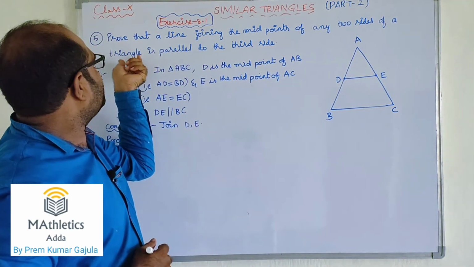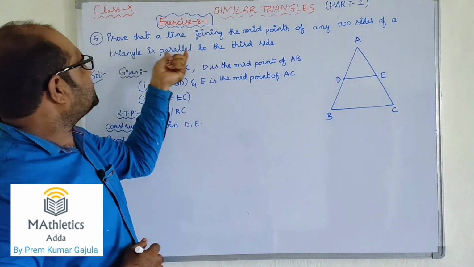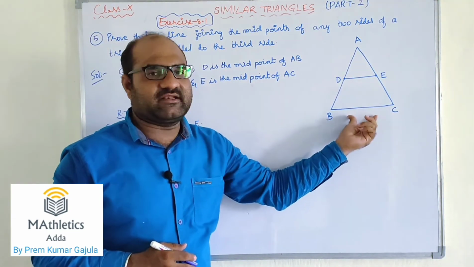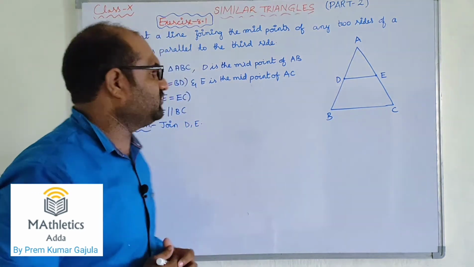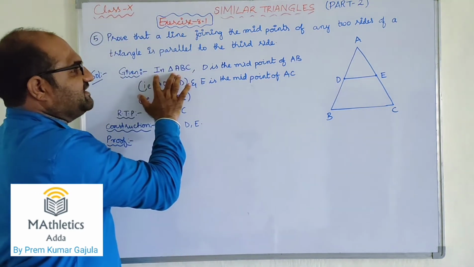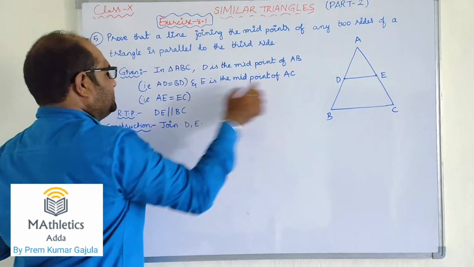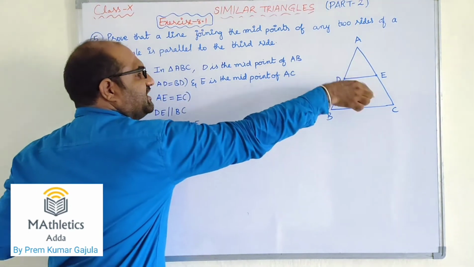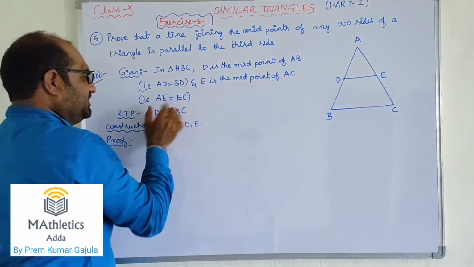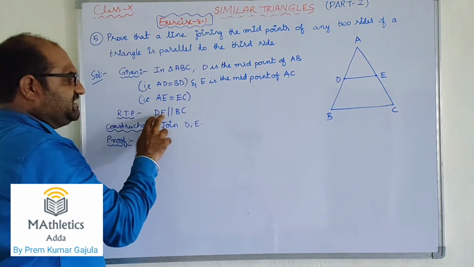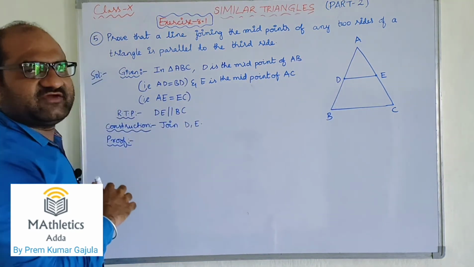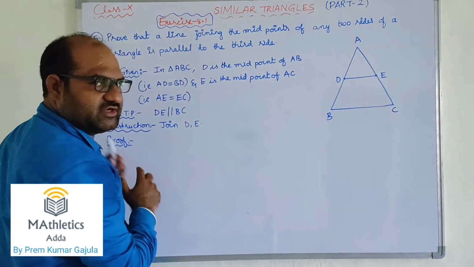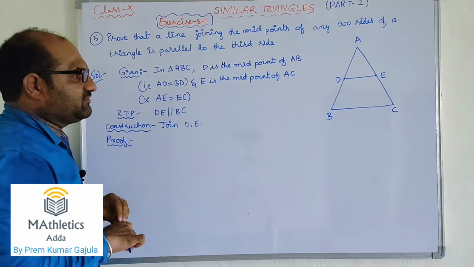So now what we have to prove? That the line drawn is parallel to the third side. We have to prove that this line drawn DE is parallel to BC. Okay. So given in triangle ABC, D is the midpoint of AB such that AD is equal to BD and E is the midpoint of AC such that AE is equal to EC. Now what we have to prove? DE is parallel to BC we have to prove. So for that we need to construct, join DE. So I have already joined. So now let us start the proof.